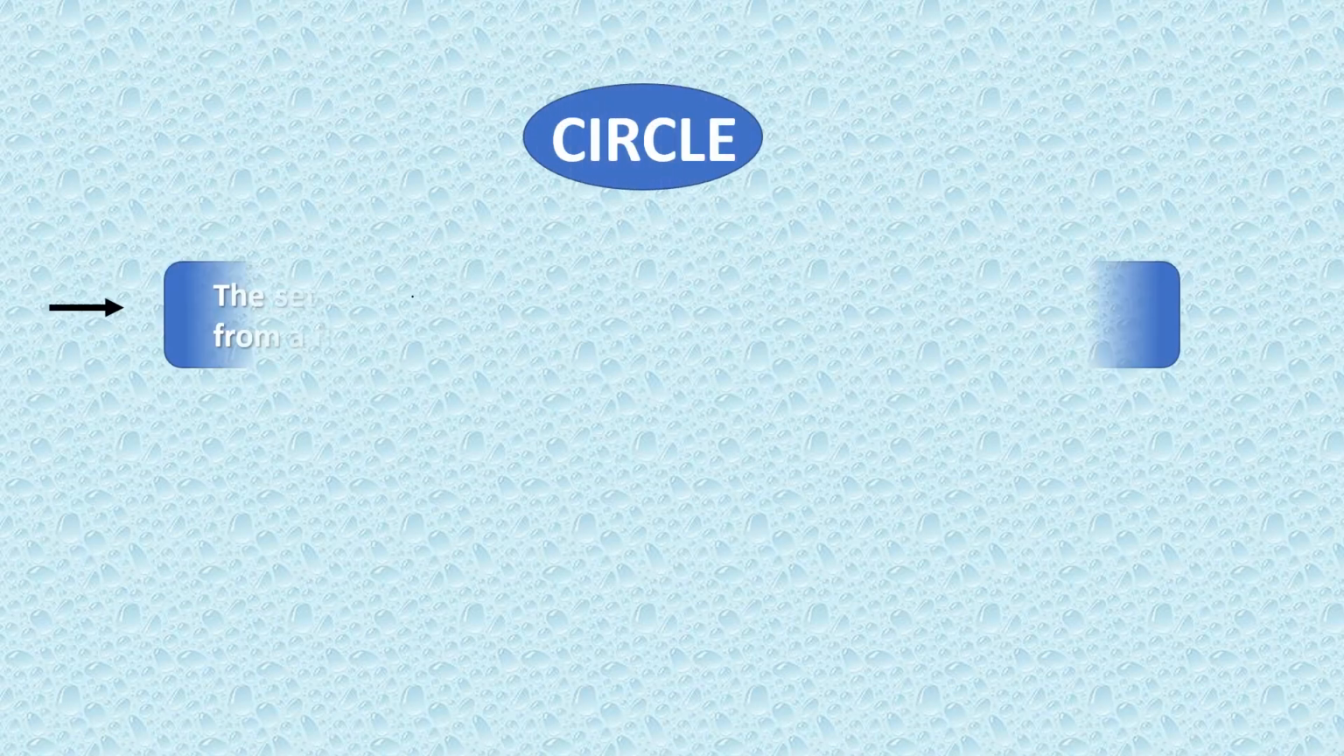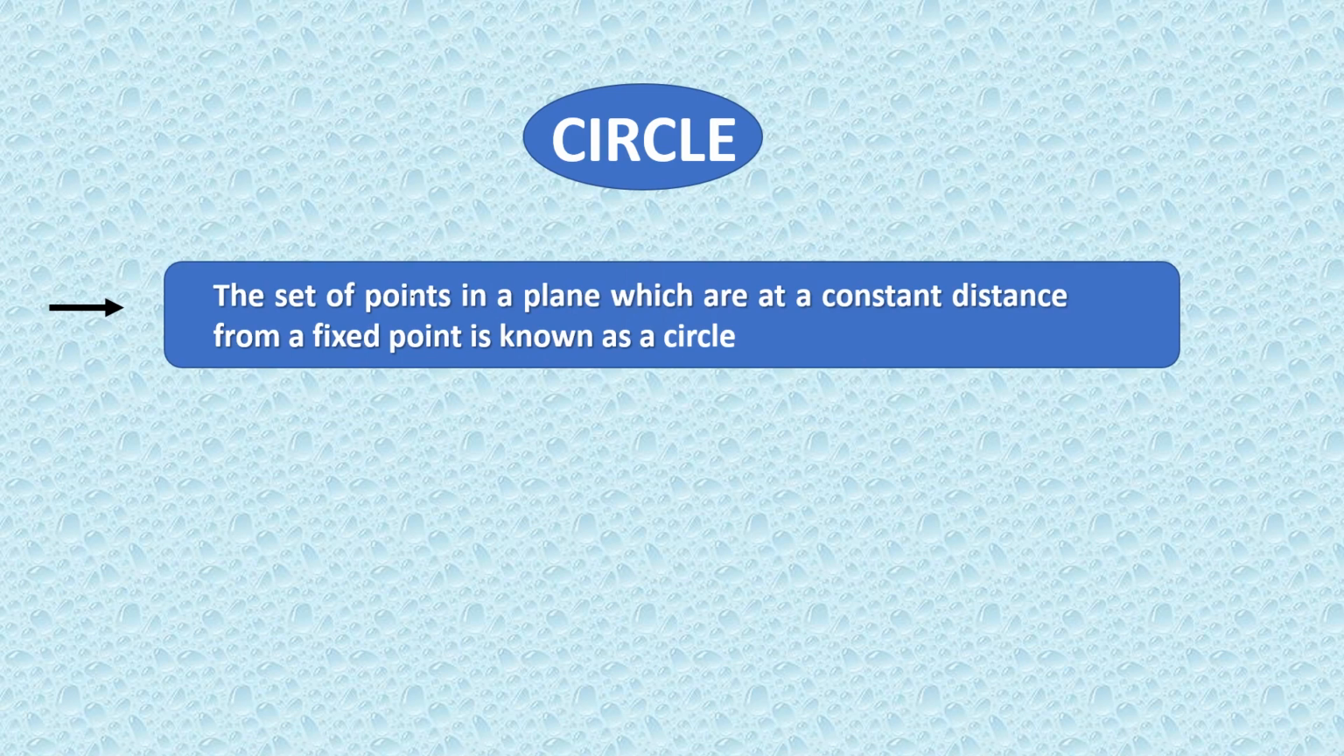Circle. The set of points in a plane which are at a constant distance from a fixed point is known as a circle.